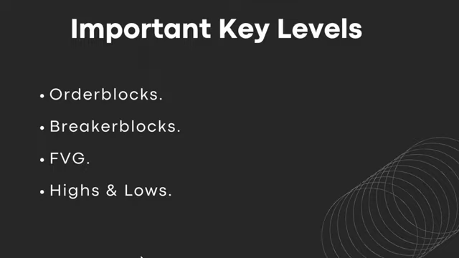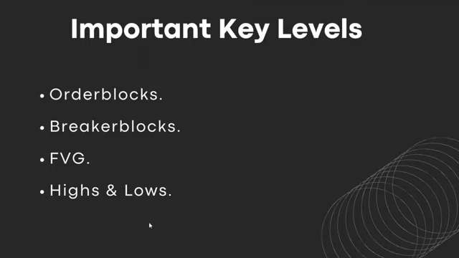Now, last but not least, the two most important key levels after an order block, which are highs and lows. If I had to choose only two key levels for my trading, then I'd choose order blocks, highs and lows. These are the only key levels I use most of the time in my trade ideas. I barely use breakers or FVGs. Most of my trade ideas are based around either order blocks, highs or lows.